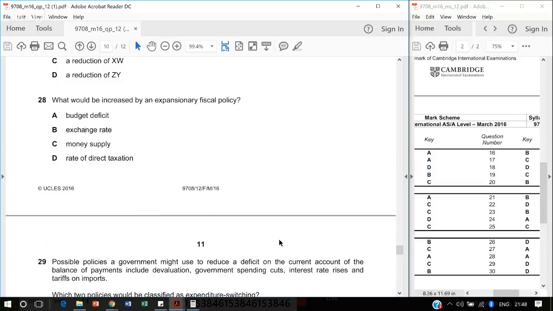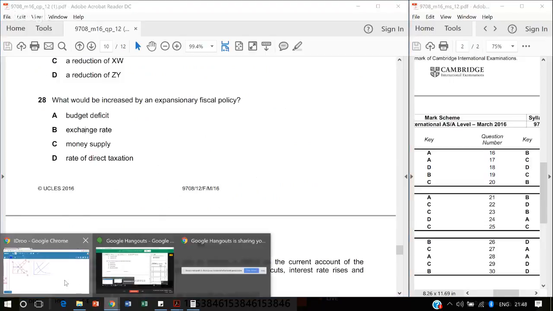So if an economy is spending more than it receives in tax receipts, that's only going to get worse if it lowers tax and decides to spend more in an expansionary fiscal policy. So 28A. Of course, the exception to this is this idea of the Laffer curve.